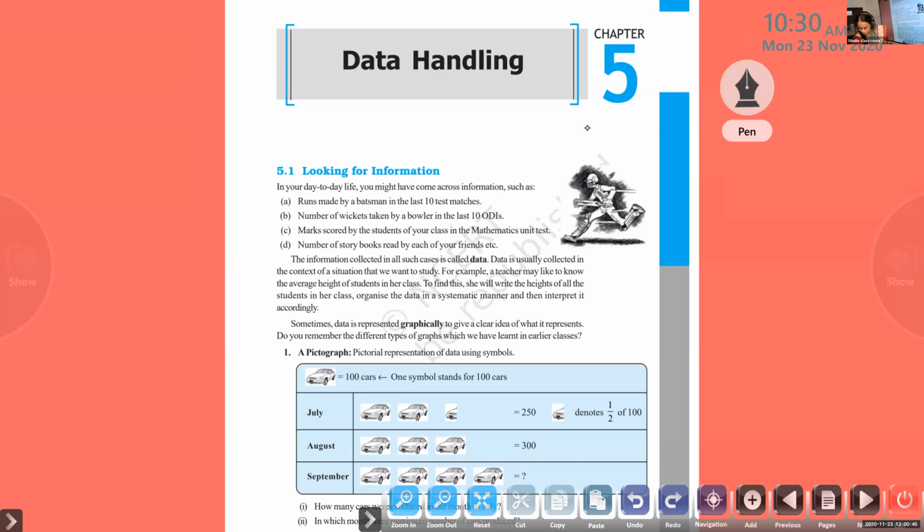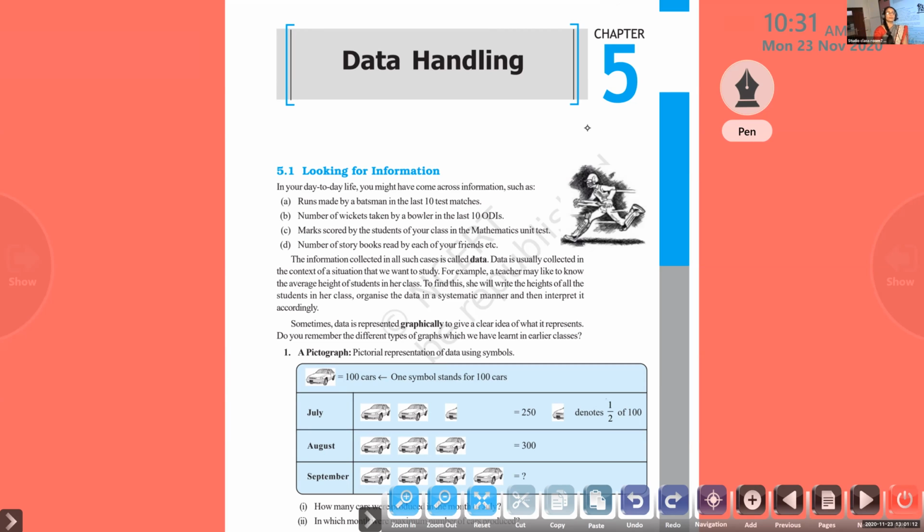Okay. So data handling. What do you mean by data? Information. Yes, information. Data means information. Collected information is known as data. Can you give some examples for data? Anybody? Give me some examples for data. Ma'am, the number of COVID cases.